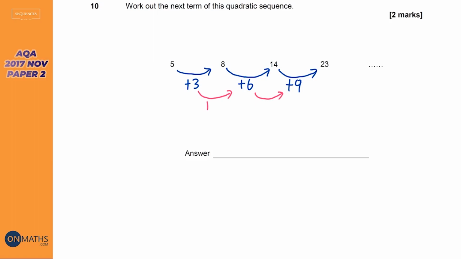So if you look, the differences are going up in 3 each time. Okay, so to get to the next one, we need to figure out what it is going up in. So that will be plus 3 as well. So 9 plus 3 is 12. So 23 plus 12 is 35. So the next term will be 35. And that's a nice 2 marks to get. If you know anything about quadratic sequences, you'll always find the difference of the differences.